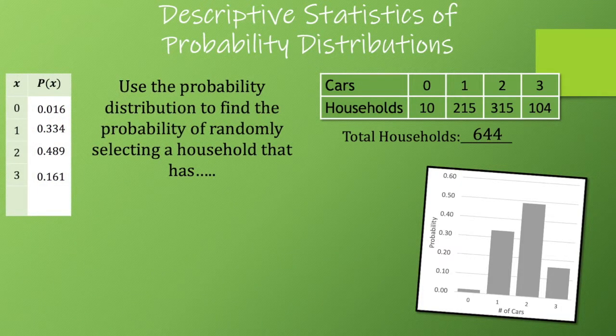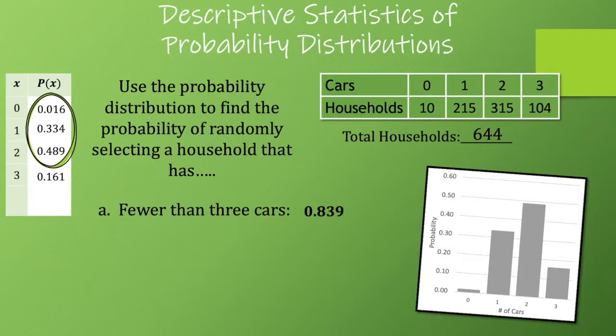We're going to find the probability of randomly selecting a household that has fewer than 3 cars. So just looking at x and p of x, if we want fewer than 3 cars, that's, well, 0 cars, 1 car, or 2 cars. We can just add those probabilities up. We get 0.839.